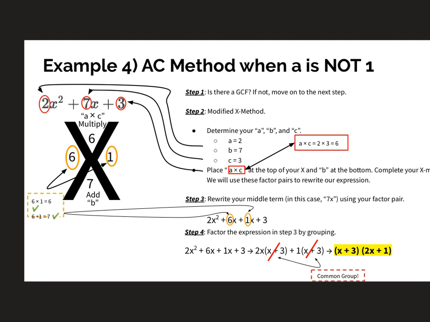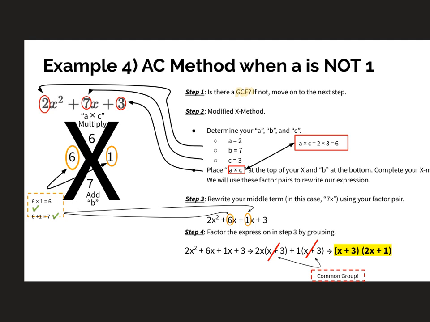My first step is always just to check to make sure if I have a GCF or not. Like I said before, GCF is like the backbone of all our factoring methods. So let's make sure that we actually look for a GCF. When I look at 2x squared plus 7x plus 3, 2, 7, and 3 don't have a common factor other than 1, so there's no GCF. There's an x in all of my terms, so there's no GCF. So I'm just going to move on to step 2.